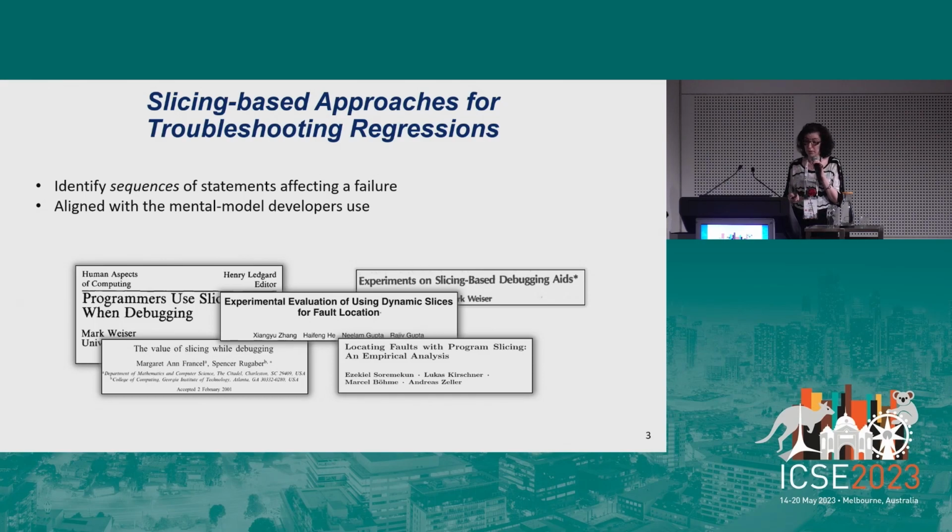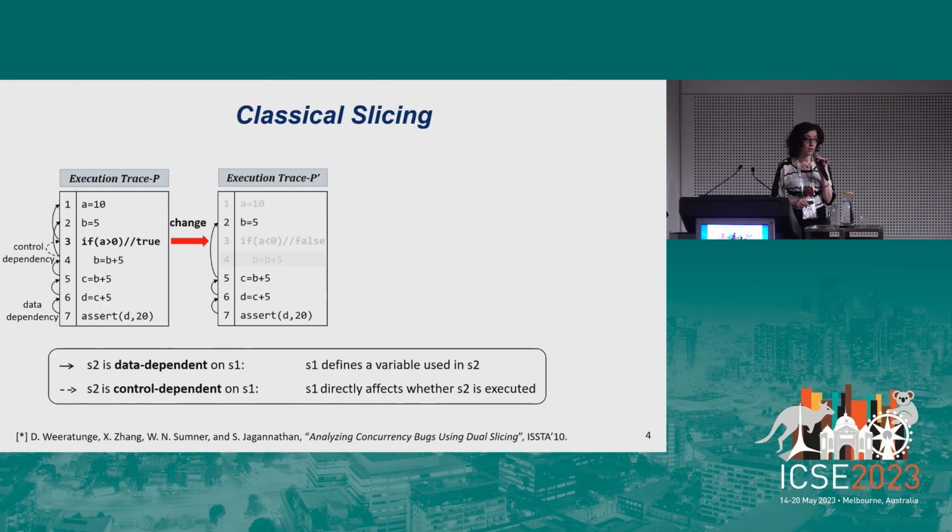That's why they are popular. Additional techniques that are also available in this context are spectrum-based techniques that try to pinpoint statements responsible for regression, and also delta debugging that tries to pinpoint responsible changes. So we are talking about slicing, and I'm sure you're all familiar with slicing.